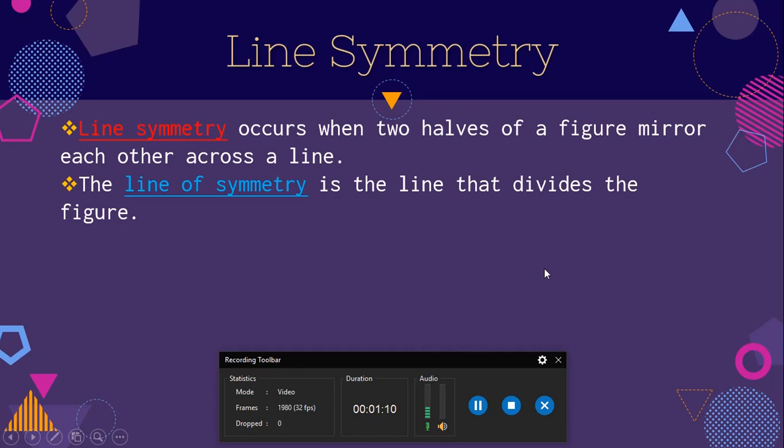The line of symmetry may not necessarily be drawn on the figure, but it is a line that you can place so that it divides the figure into two equal parts. When we work with line symmetry, you should know that it is two-dimensional, so we'll be working with flat figures.